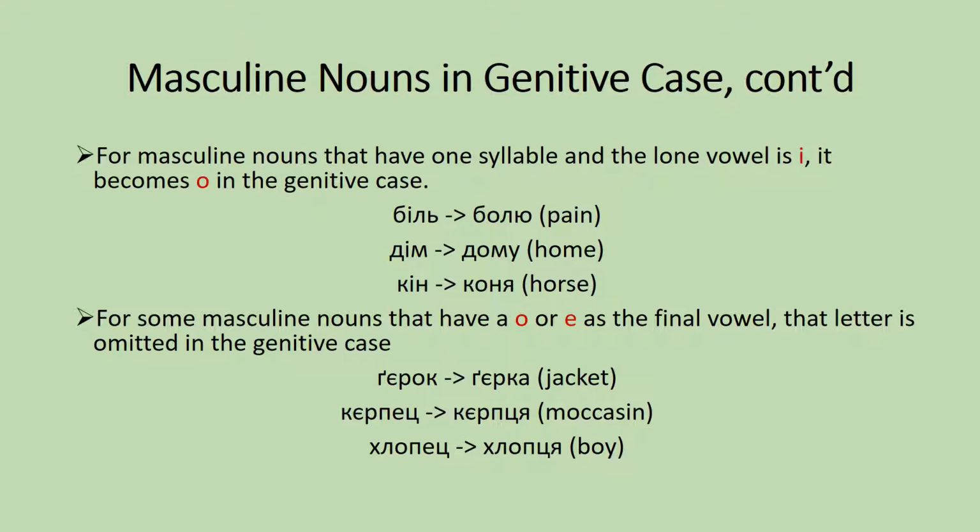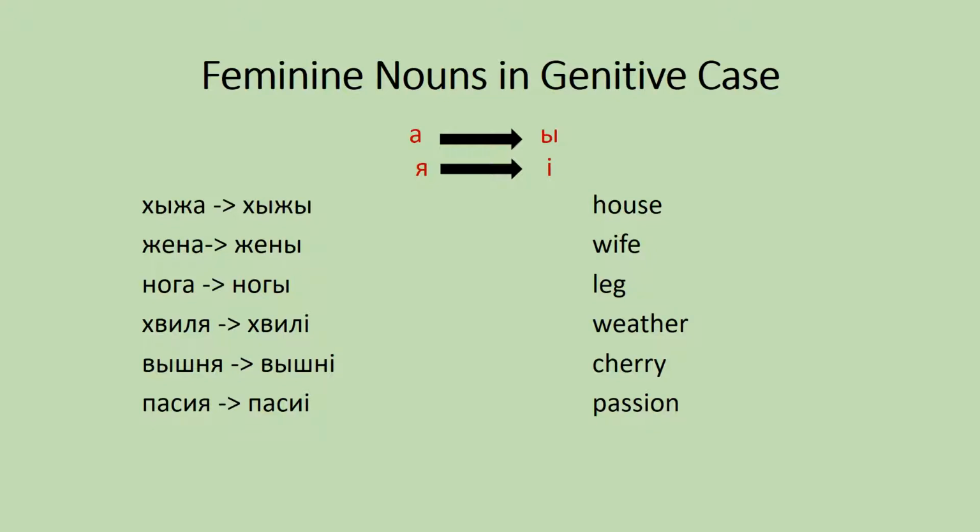Gerok, meaning jacket, becomes gierka. Kierpec, meaning moccasin, becomes kierpcha. Chlopec, meaning boy, becomes chlopcha.